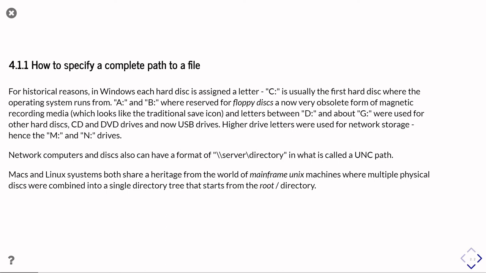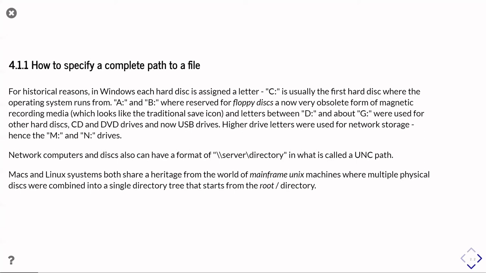For historical reasons, in Windows, each disk is assigned a different drive letter. So C is usually the first hard disk drive of your computer, and is where the operating system is stored. We start at C because drive letters A and B were traditionally reserved for floppy disks, which I don't think we've sold a computer with a floppy disk for probably 15 years at least now.